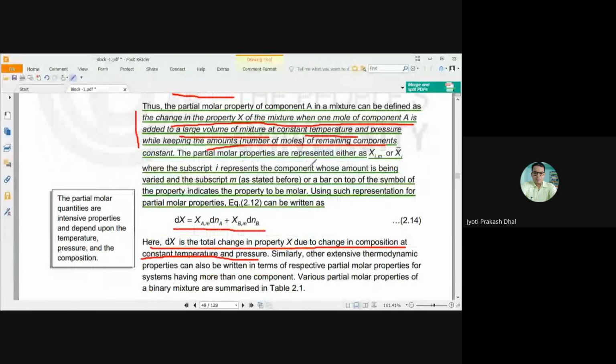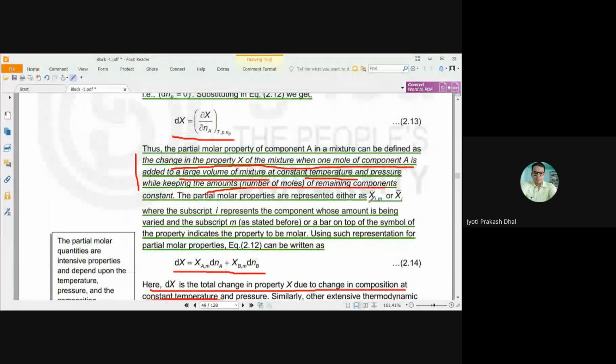And the partial molar properties can be represented as X_i M or X_i bar, where i represents the component whose amount is being changed, and the subscript M or the bar on top of the symbol of the property indicates the property to be molar. So if M is there, that means the property is a molar property, or that can be represented as X bar or X M like this. And i represents the component whose amount is being changed.